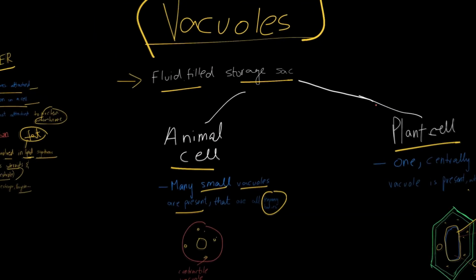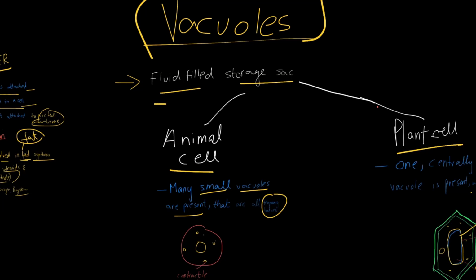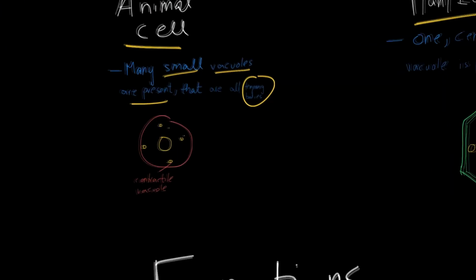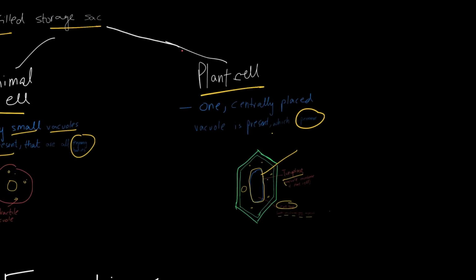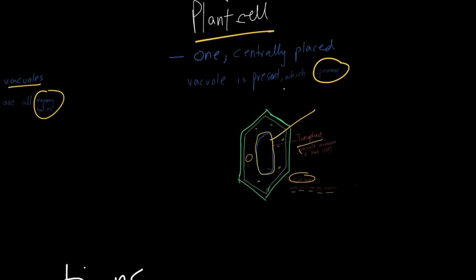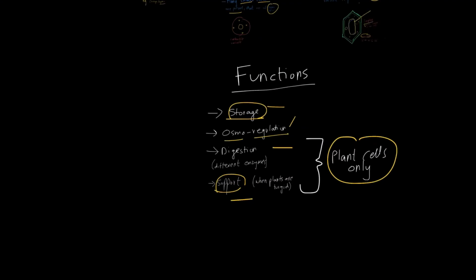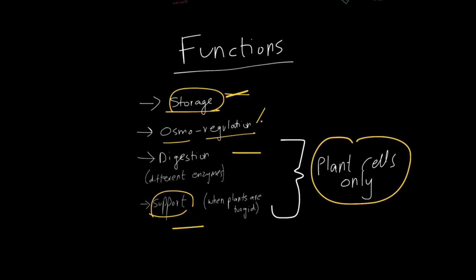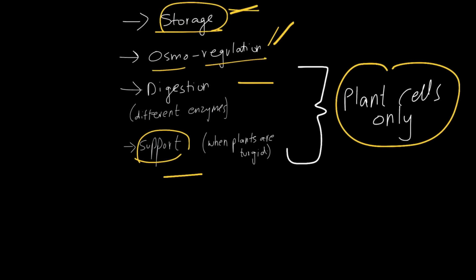Then we moved on to vacuoles. Vacuoles are fluid-filled storage sacs. In an animal cell, there are many temporary small vacuoles. In a plant cell, there is one centrally placed permanent vacuole. Then we discussed the functions, which are storage and osmoregulation in both plant and animal cells, but digestion and support only take place in plant cells.